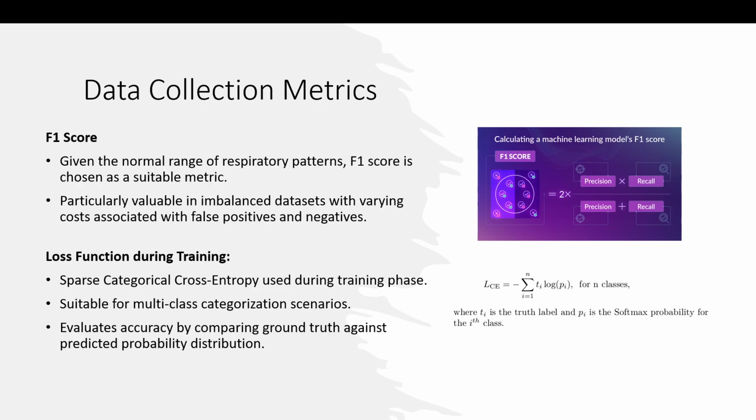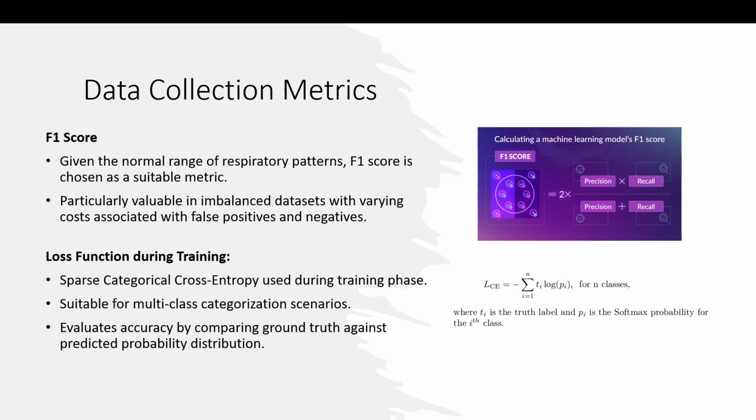So, what are the metrics we're using to evaluate the models? One of them is the F1 score. Given the normal range of respiratory patterns, the F1 score is a very suitable metric here. It is especially great for imbalanced data sets with varying costs associated with false positives and false negatives. As we see from the equation on the right, by taking into account precision and recall, it tackles this issue very well.